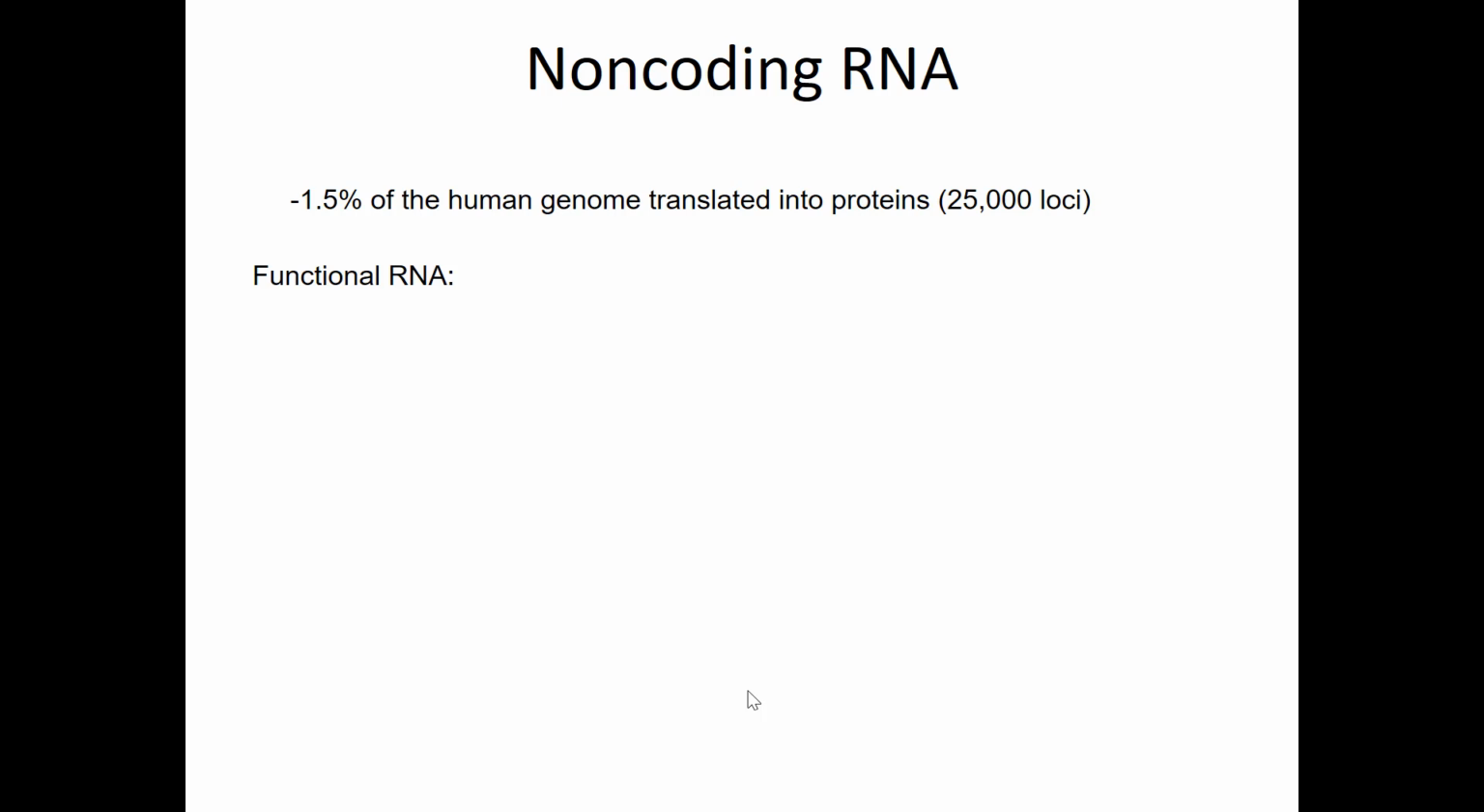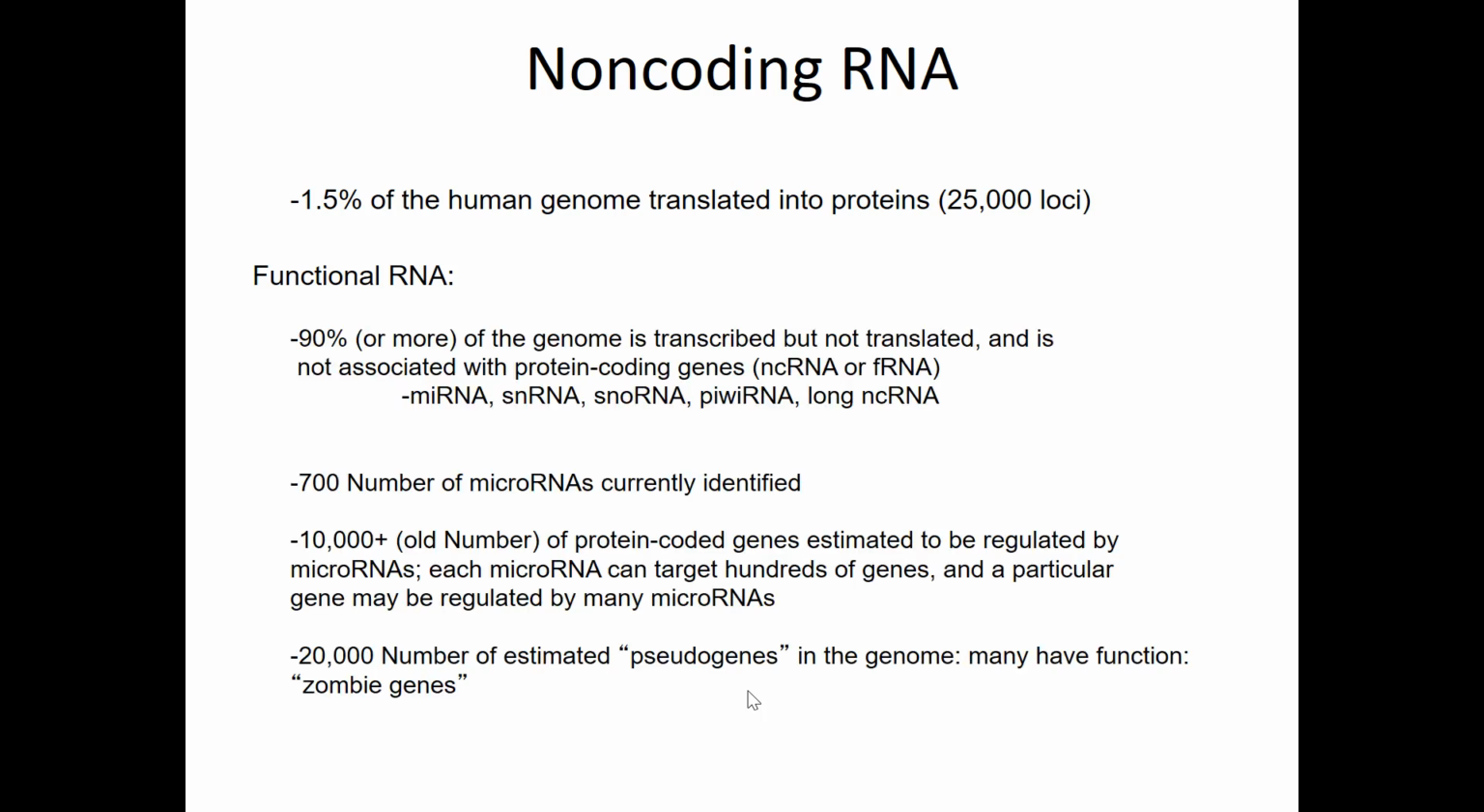We also need to talk about a whole series of non-coding RNAs. Only about 1.5% of the human genome is translated into proteins. We've now modified that, and it looks like even less than 1% of the human genome actually gets translated into proteins. But coding RNA, mRNA, is not the only type of functional RNA. In fact, we have most of the genome, 90% or more.